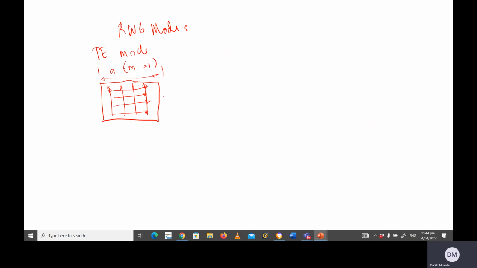Okay. And then, this is your B. If this is your B, so your B is N is equal to 1 as well. Equal sila, no? Pwedeng tig-5, tig-2. So this is in what mode? So we could say that this is a TE11 mode. Okay. Now let's try this one.